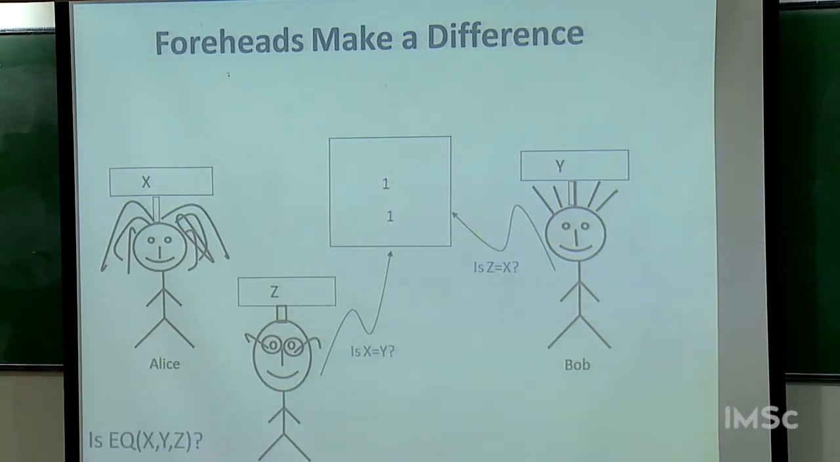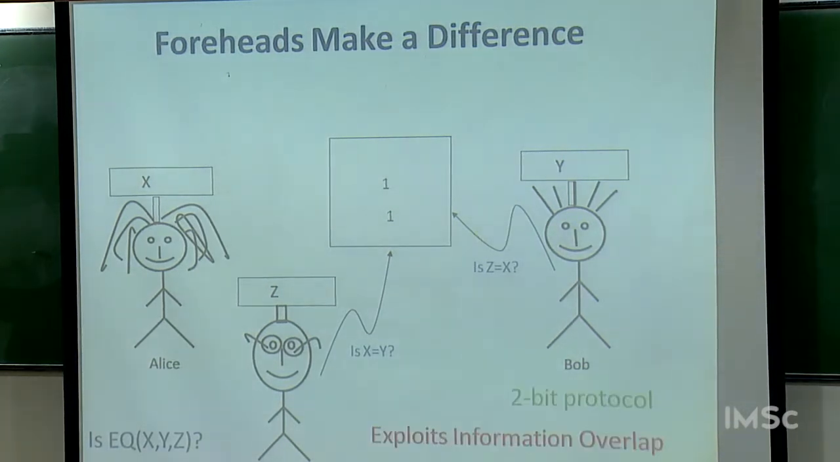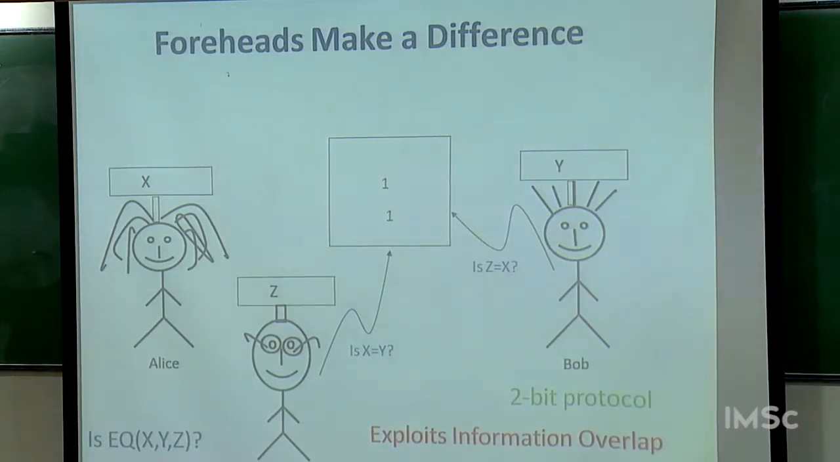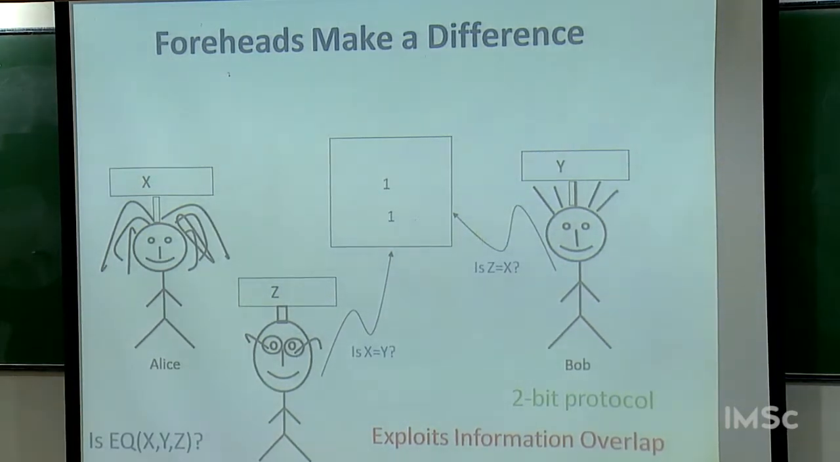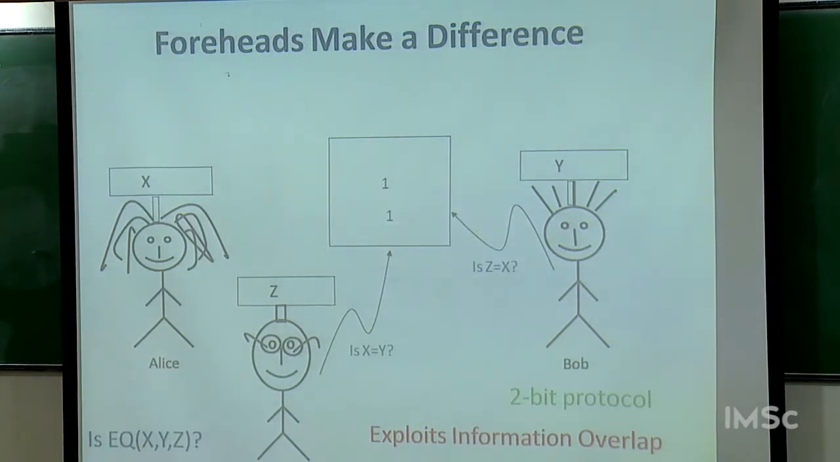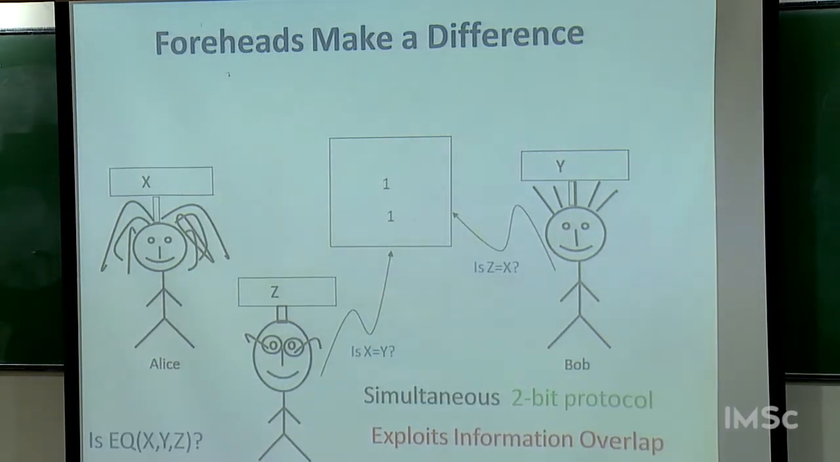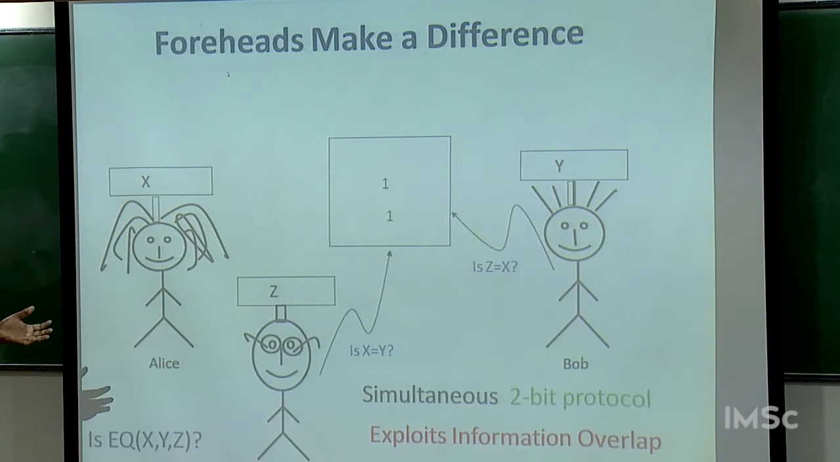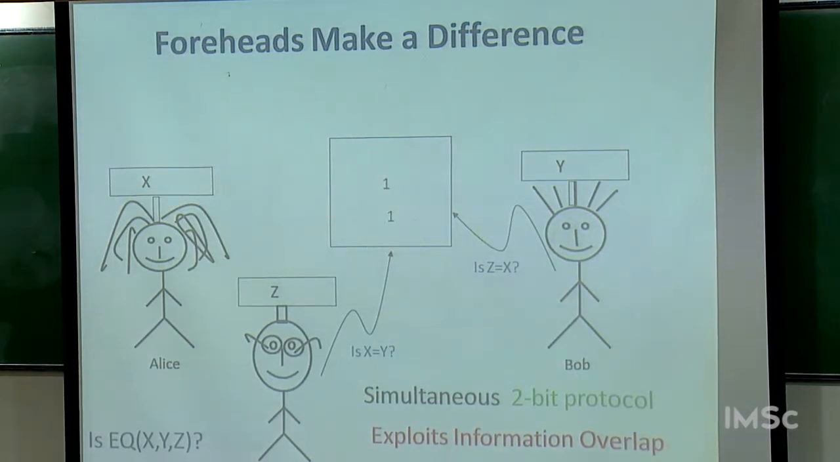And only if these 2 equality tests go through, they can conclude safely that all the 3 strings are equal. Right? So it's a 2-bit protocol. Moreover, it exploits information overlap. Moreover, if you think about it, it can be simultaneous. There's no need of interaction. We will harp on this feature of things being simultaneous.